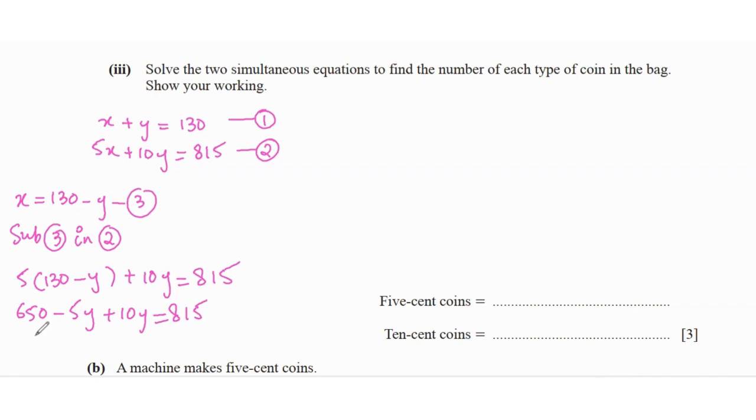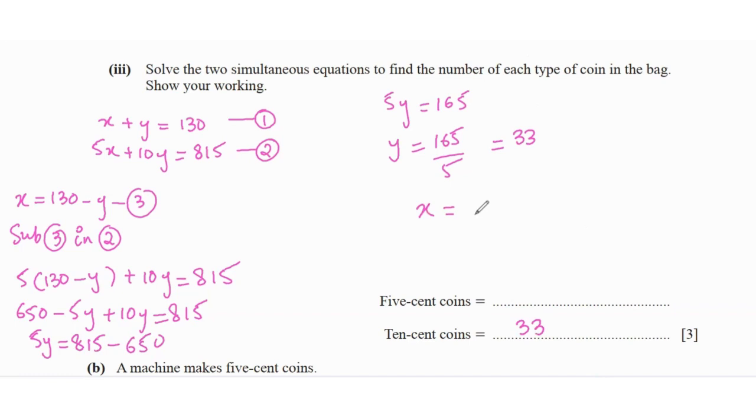Negative 5y plus 10y is 5y, and I take 650 to the other side. So it's going to be 815 minus 650, which gives us 165. So y would be 165 over 5, which is equal to 33. So 10-cent coins are 33. For the x value, put this value in equation 3. So x equals 130 minus 33, which equals 97. So there are 97 5-cent coins and 33 10-cent coins.